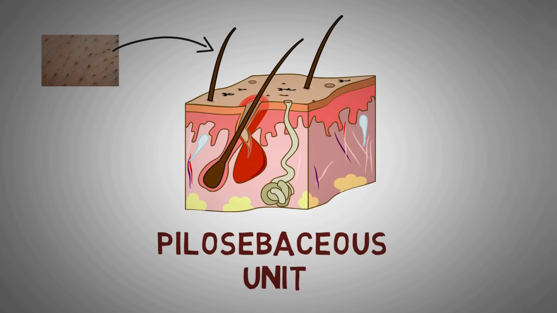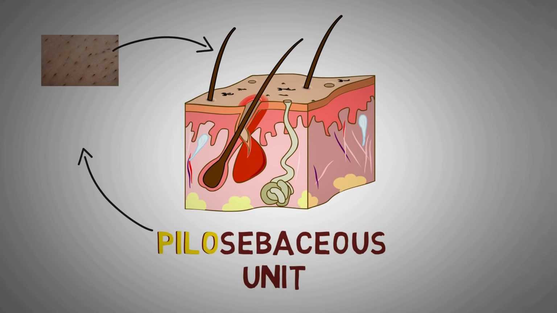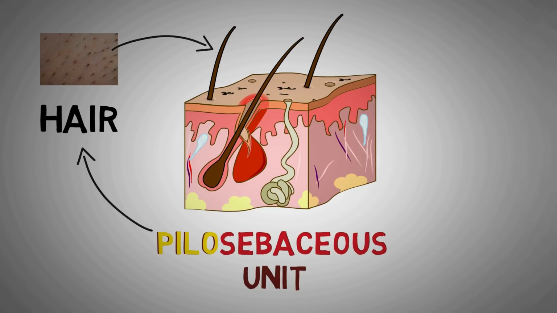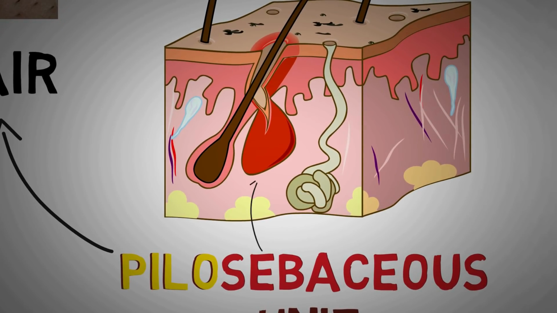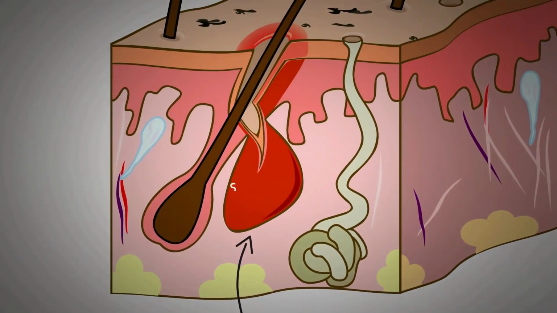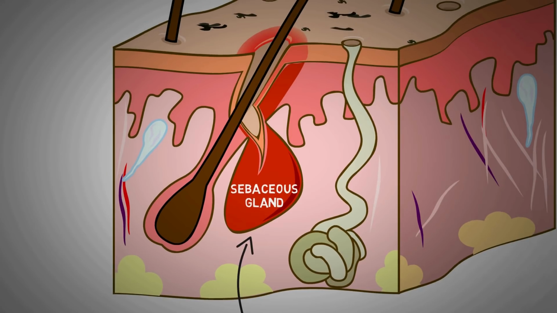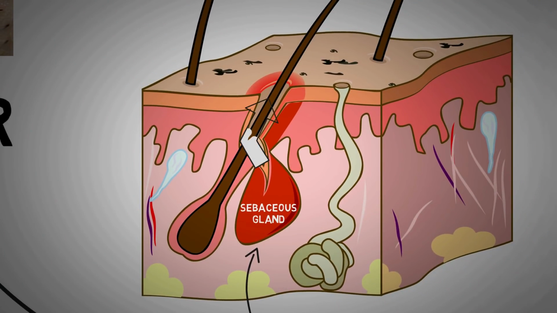Now look at the word itself, pilosebaceous. It is made up of two words: pilo meaning hair, and sebaceous, because this structure also contains a sebaceous gland which is connected to the hair follicle. The sebaceous gland is a small oil-producing gland of our skin which does the job of lubrication. They secrete an oily secretion known as sebum, and in addition to its role as a protective barrier that reduces skin dehydration, sebum also possesses antibacterial properties.